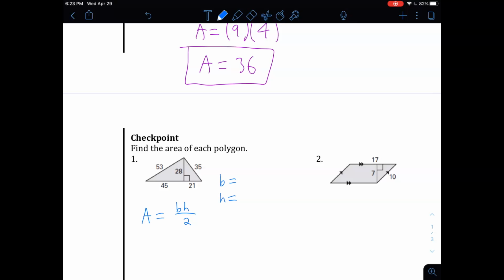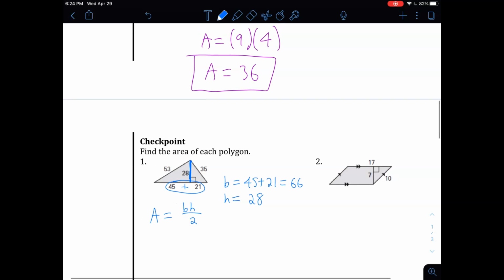So we got like 5 numbers here, but actually the base is not any of these 5 numbers. It is actually a sum of 2 numbers. So the base is actually going to be these 2, right? Because the height is at a right angle from the base to the other corner like this, okay? So the base is going to be 45 plus 21, which is going to be 66. I'll actually write it out. 45 plus 21, which equals 66. And the height is actually going to be 28.